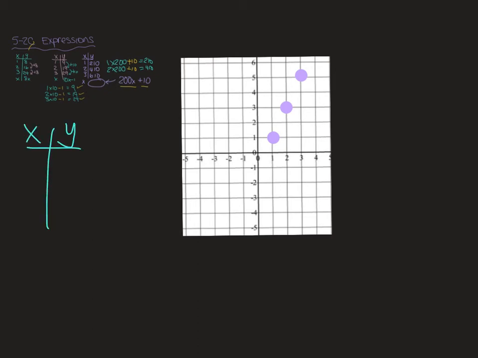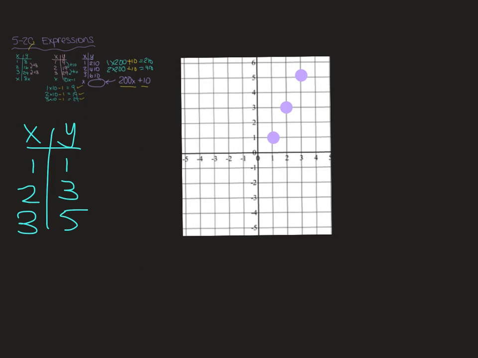Here we go. My first dot is at 1, 1. That's this dot right here, 1, 1. My next dot is at 2, 3. So I write 2 and a 3. My next dot up here is at 3, 5. So I write 3, 5.